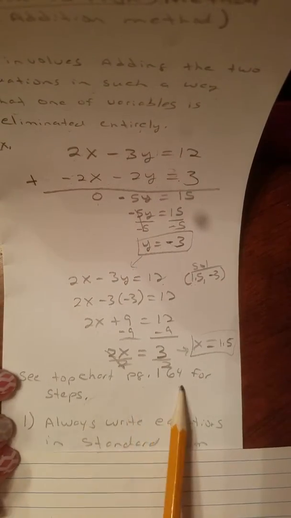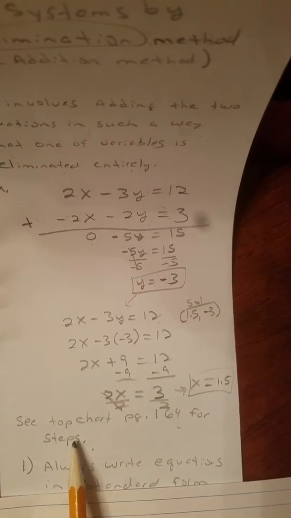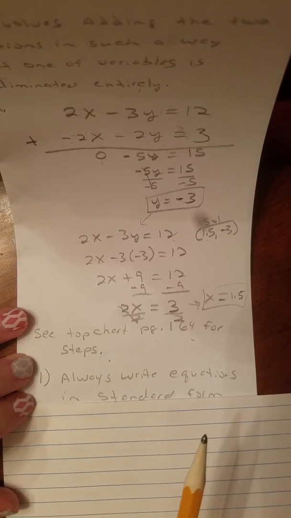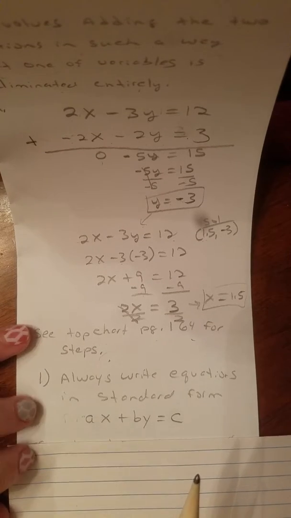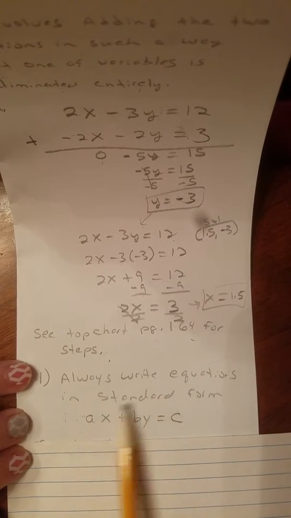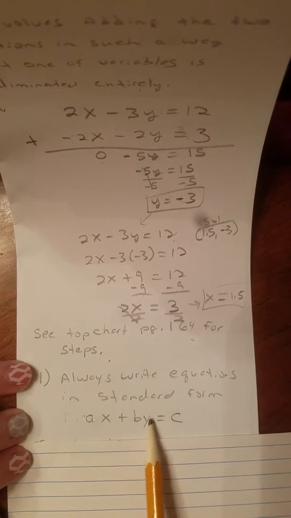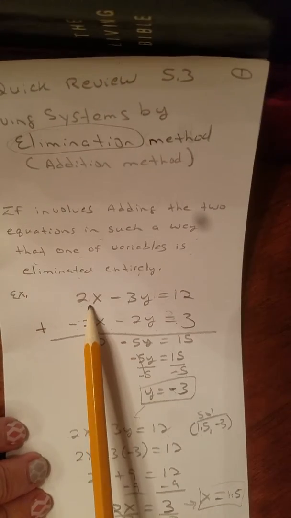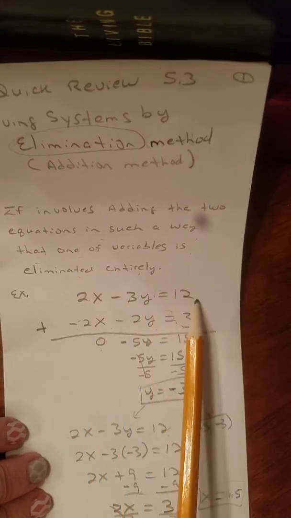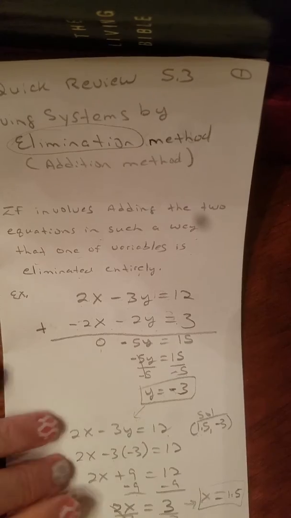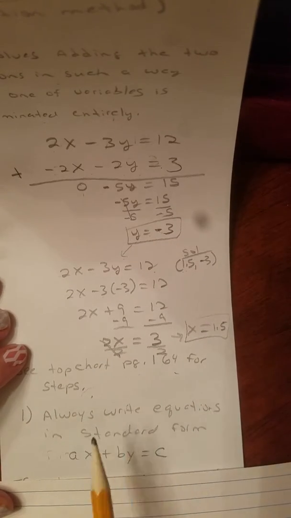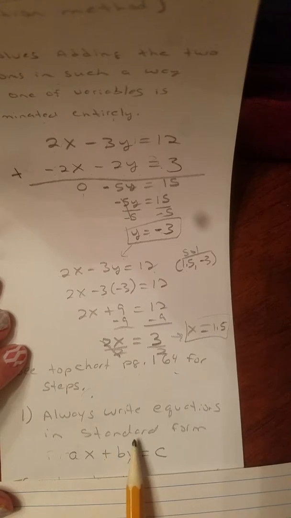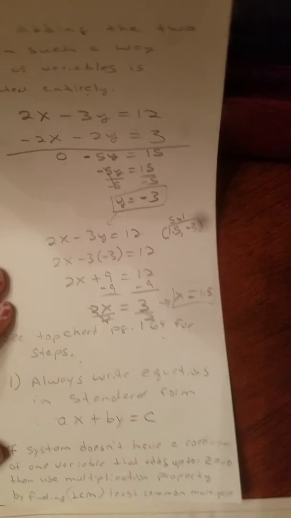If you look at page 164, you can see at the very top, there's that chart. It kind of goes through the steps. One first step that it talks about is that you always write the equation in standard form, ax plus by equals c. Remember the standard form. Well, these were already in standard form. But they might give you an equation where it's not in standard form, and if so, you have to rewrite it. Okay?